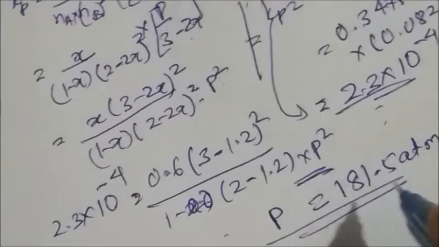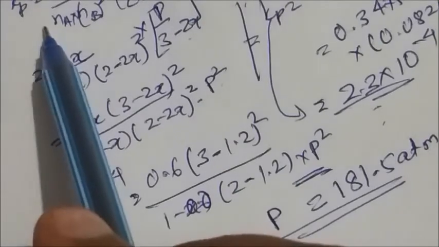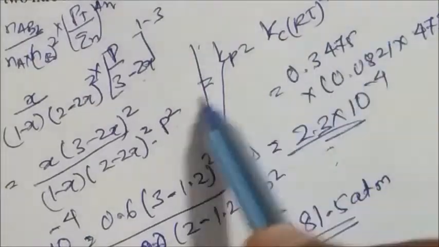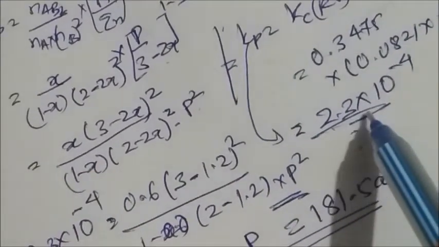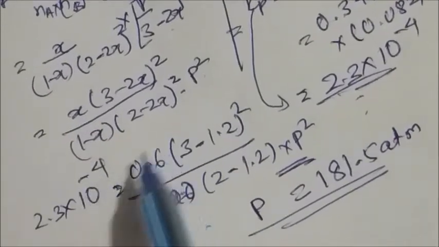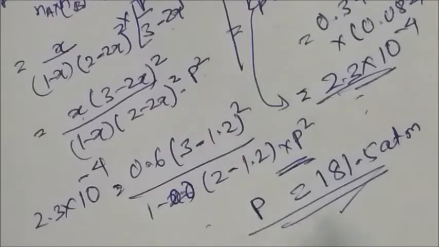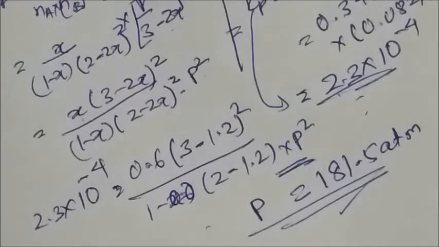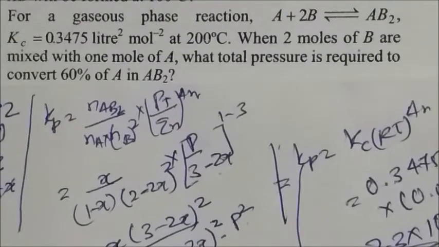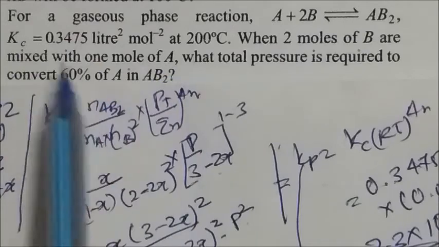I hope you have understood how to solve this problem. First we found the Kp equation. After the Kp equation, the second question was Kc. After solving, we got the Kp, and the Kp value is substituted over here. X is also given. So after solving x, we get p, and this is our answer. So the answer for this question is 181.5 atm pressure.